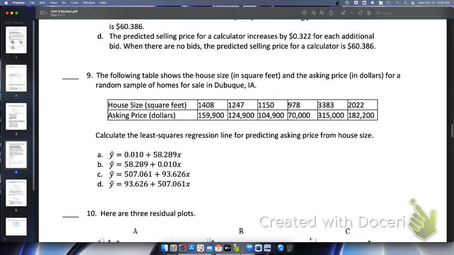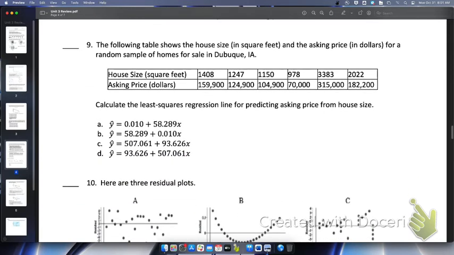Okay, number 9. You're going to have a calculator to do this one. The following table shows the house size in square feet and the asking price in dollars for a random sample of homes for sale in that city. So we have house size and we have asking price. Calculate the least squares regression line for predicting asking price from house size.